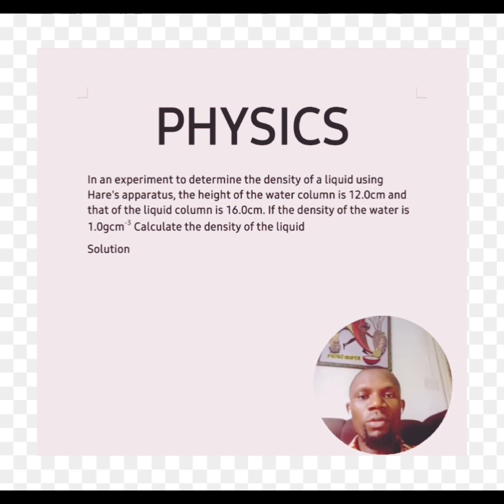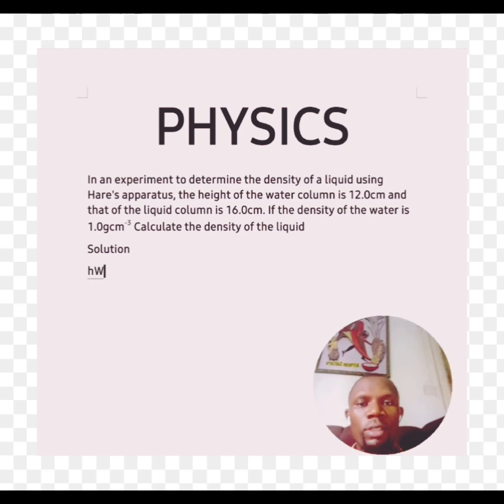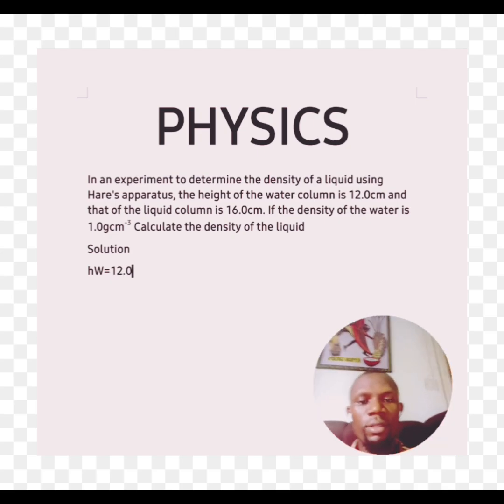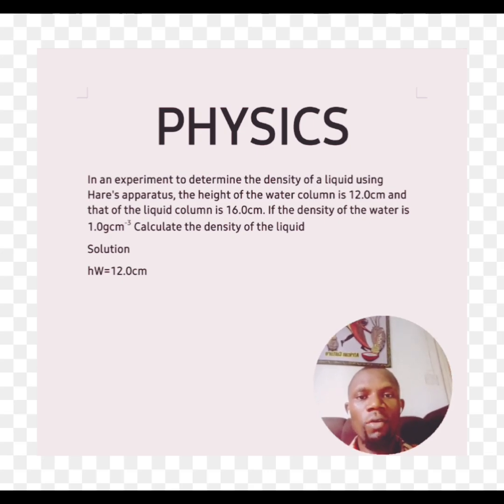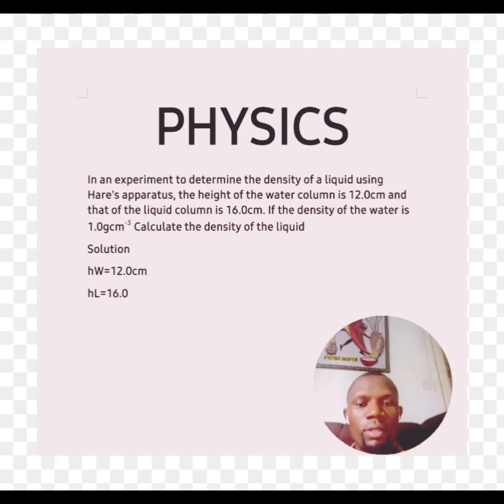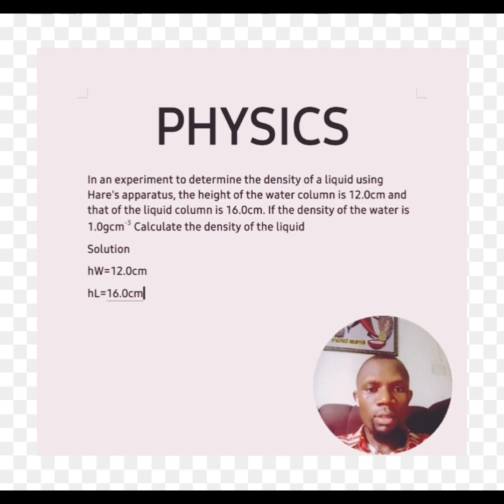In an experiment to determine the density of a liquid using Hare's apparatus, the height of water column is 12.0 centimeter. That means height of water is equals to 12.0 cm. Okay, let's continue. And that of the liquid column is 16.0 cm. That means height of the liquid is also given. Height of liquid is equals to 16.0 cm. Okay, let's proceed.